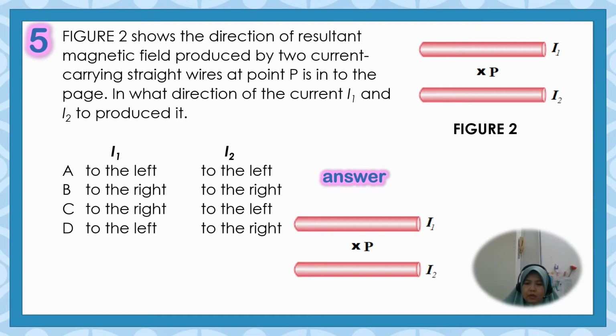How do we do it? First we use the right hand grip rule. When we use the right hand grip rule, the current in I1 is supposed to be to the right, so that at point P the magnetic field is into the page. And for I2, the current is supposed to be to the left, because if we use the right hand grip rule, you will get that the direction of the magnetic field is into the page at point P. So the best answer is C. I1 is to the right and I2 is to the left.